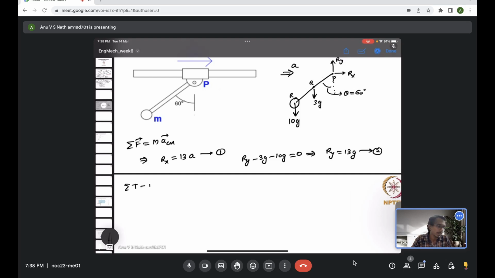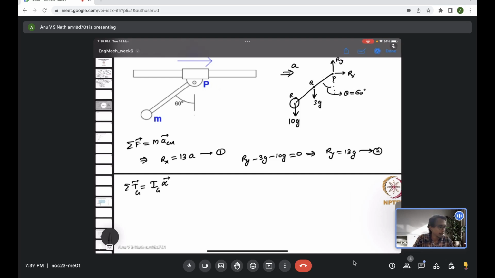Torque is equal to moment of inertia I times alpha, the torque vector. Now here I will follow the center of mass concept, so we will write the equation about the center of mass.